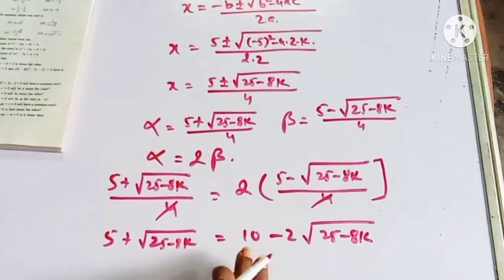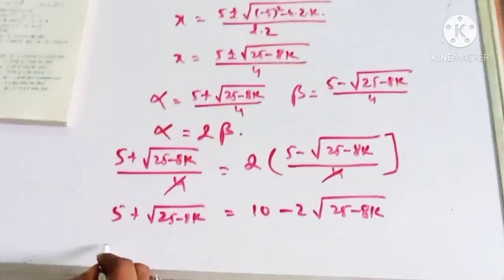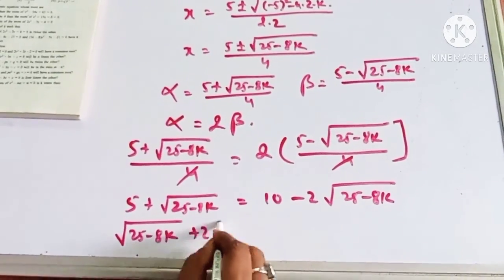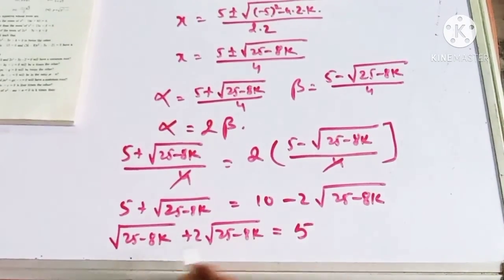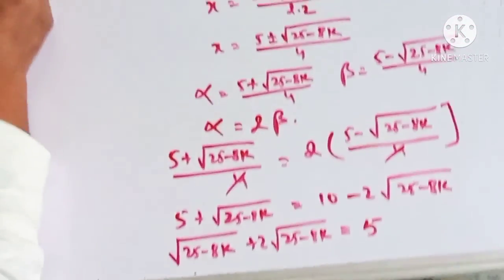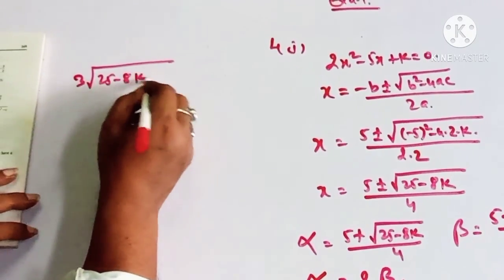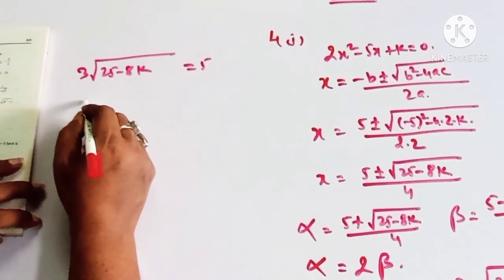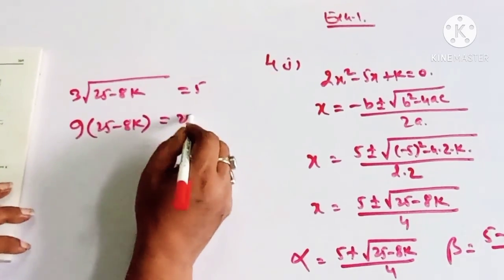We'll bring the root terms to one side and the 10 to the other side. So this will be √(25 − 8k) + 2√(25 − 8k) = 10 − 5. This will be 5. So 3√(25 − 8k) = 5. Now squaring both sides, we will get 9(25 − 8k) = 25.